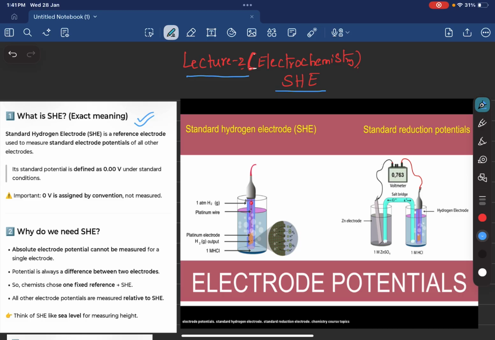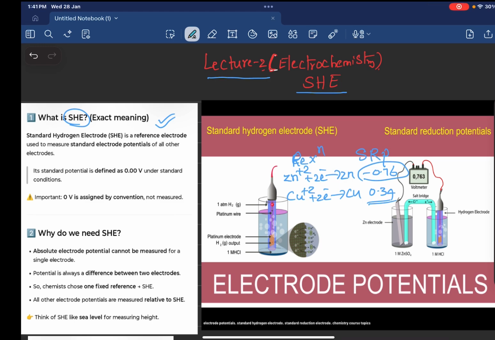If you observe the NCERT book, they give element reactions and the SRP value, the standard reduction potential. So for Zn2+ to Zn, the SRP value is minus 0.76. For Cu2+ to Cu, the SRP value is 0.34. Everyone gets the doubt of how these values are measured. These values are measured with the help of SHE, students.